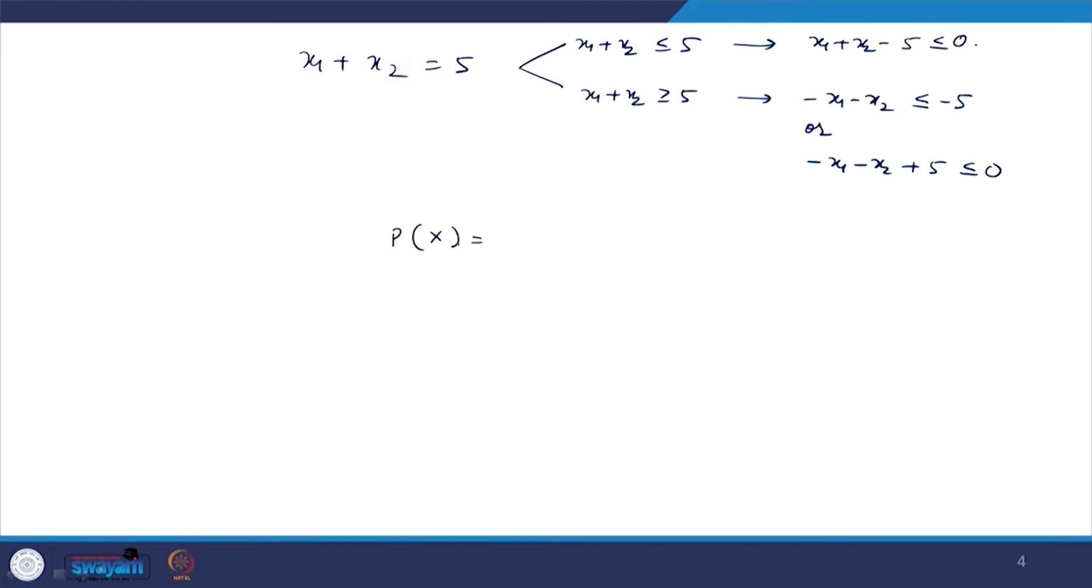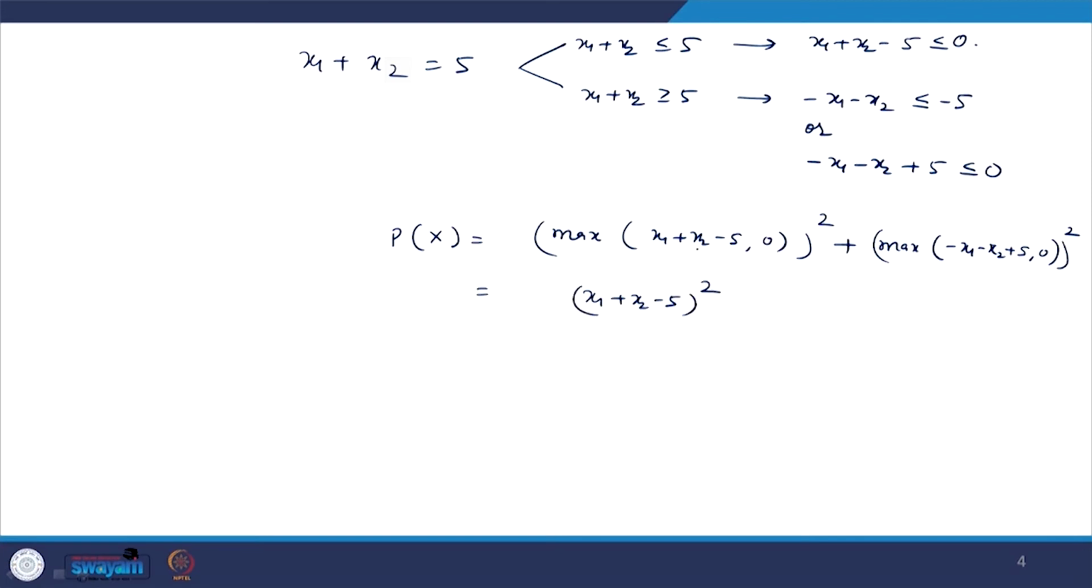The penalty function will be defined here as the maximum of (x1 plus x2 minus 5, 0) whole square, plus the maximum of (the second constraint, 0) whole square. That is the penalty function. Now, suppose this is negative, then the maximum will be 0 from here, and then the other will be positive, so that is the maximum. And if that one is negative, then the maximum is 0 here and this is positive. In any case, we have this as a penalty function.